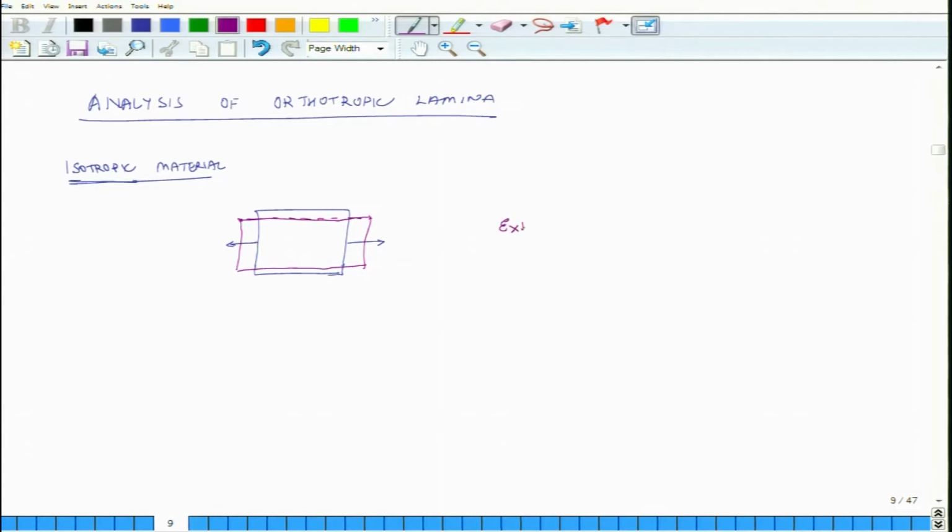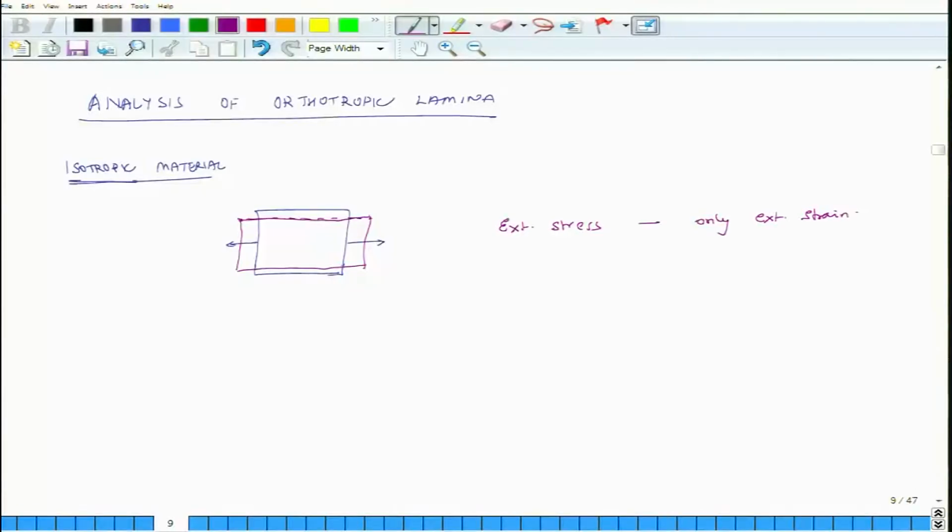So, extensional stress causes only extensional strain. The thing becomes longer, that is an extensional strain, and it becomes slimmer, that is also an extensional strain, but in the negative direction. So, this is how isotropic materials behave.